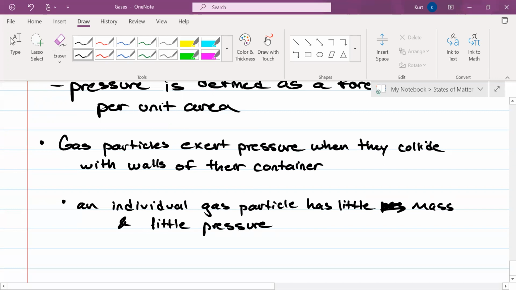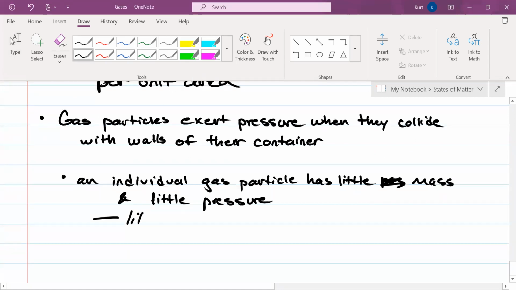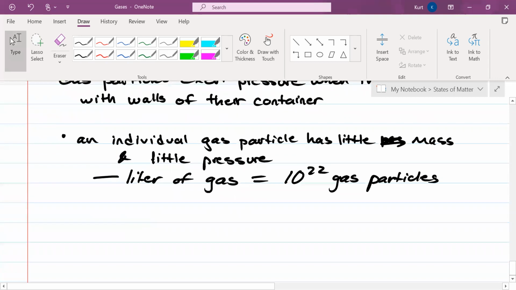But when you just keep on pumping up and pumping up, just a liter of gas can have 10 to the 22nd gas particles. To give you an idea of just how big that number is, let's hash it out here.